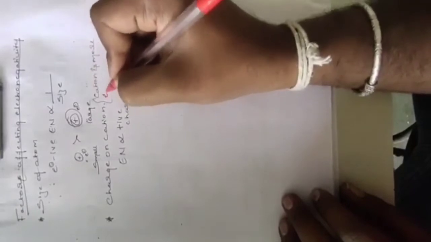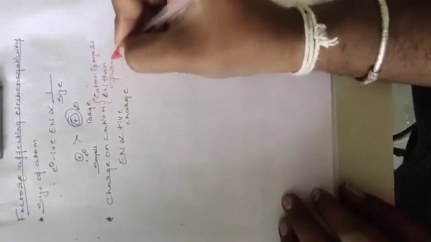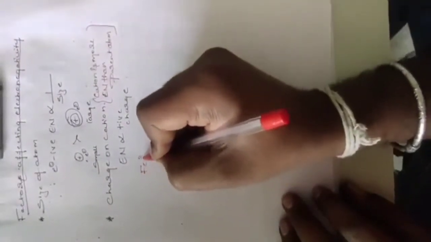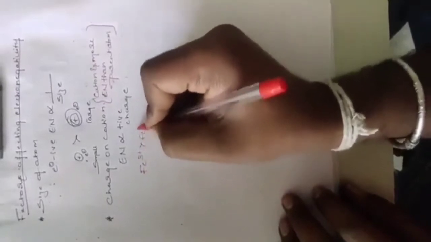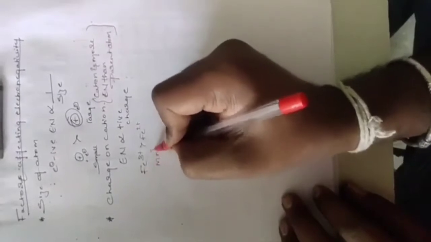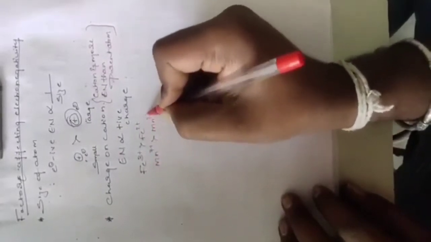The cation has more electronegativity than the parent or neutral atom. For example, Fe3+ is greater than Fe2+, or Mn7+ is greater than Mn2+.